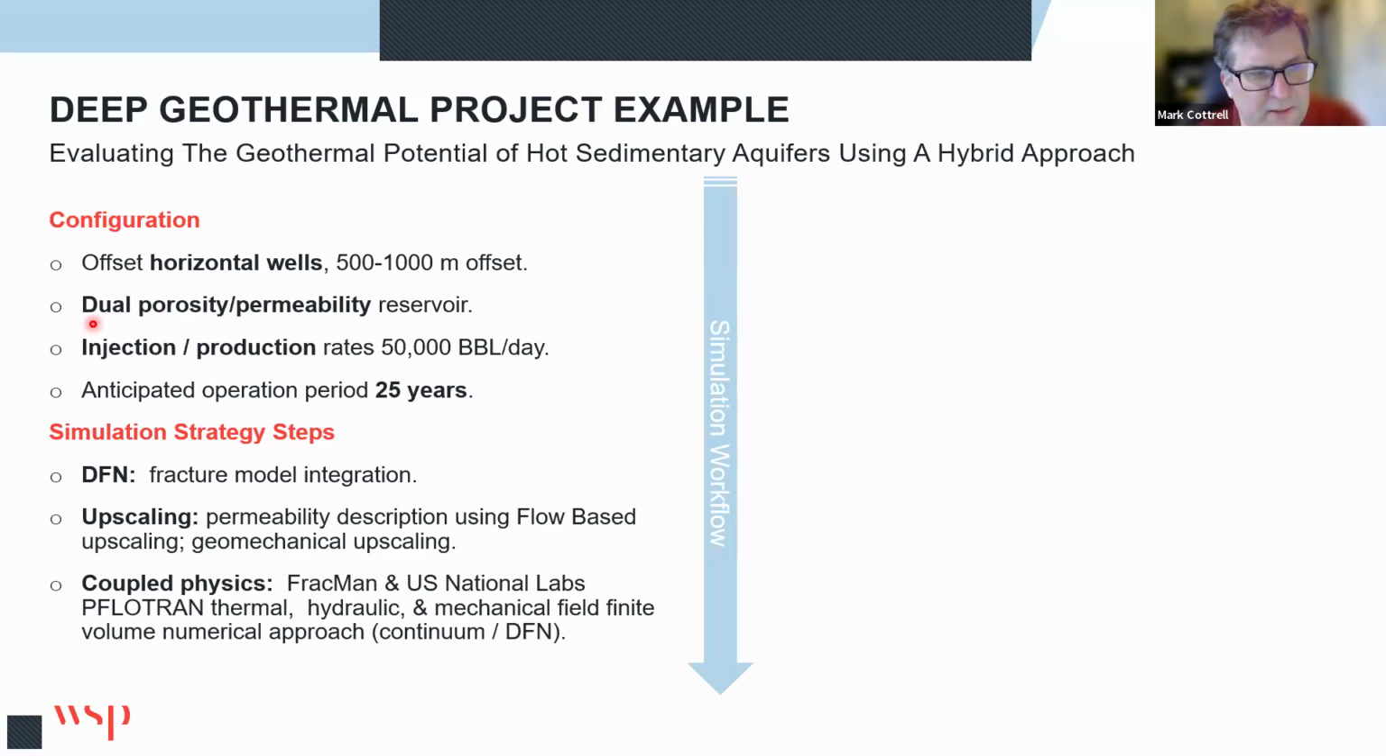Injection and production, this is really key. So I mentioned in the opening slides that hot sedimentary aquifers tend to be a little bit cooler than some of the volcanic based geothermal systems. So as a way of compensating with slightly less heat, we look to be able to push greater volumes of water in that geothermal system. Some of the flow rates that we're looking to achieve, 50,000 barrels a day.